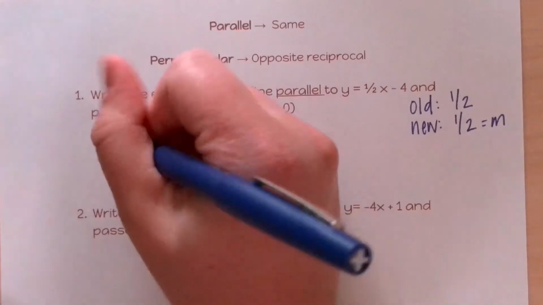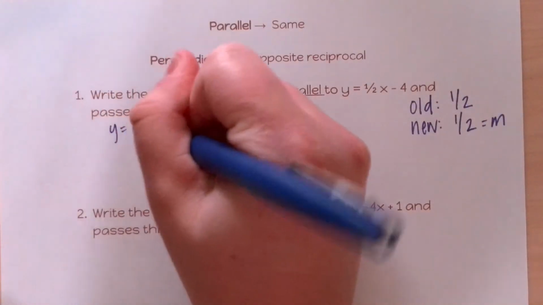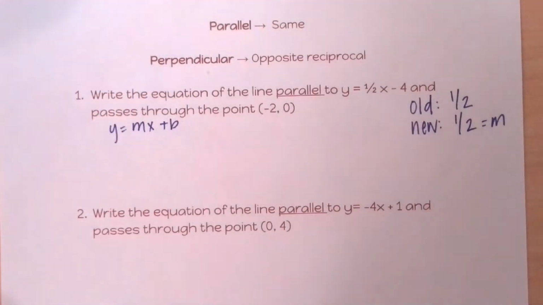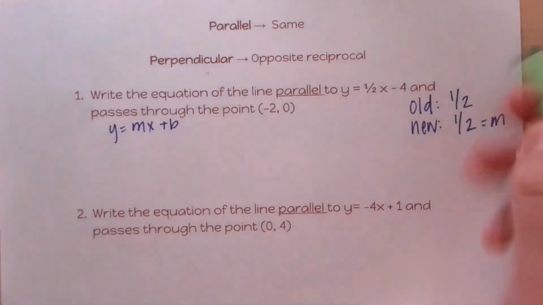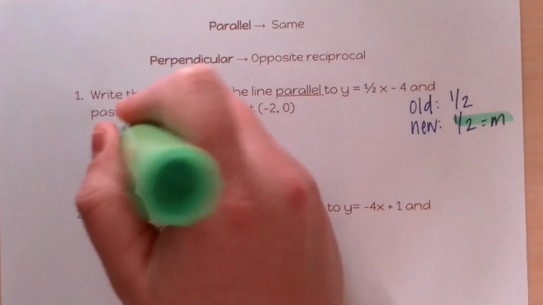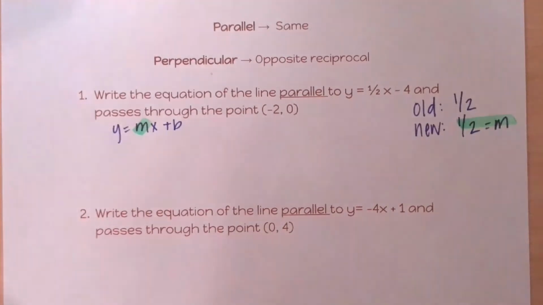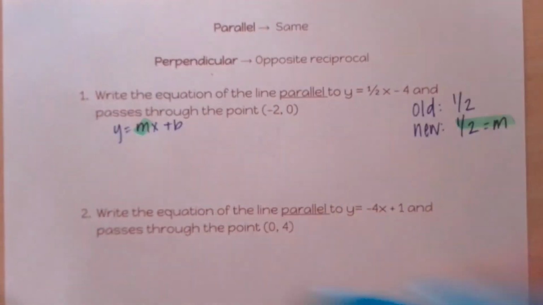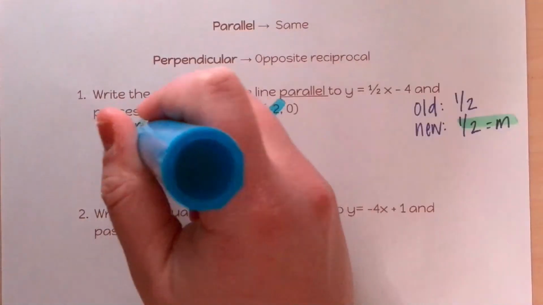Second step, we're going to solve for our y-intercept. And how are we going to do that? We're going to plug in our new slope right here. This is slope-intercept form, everyone's best friend, right? We plug in our ordered pair.